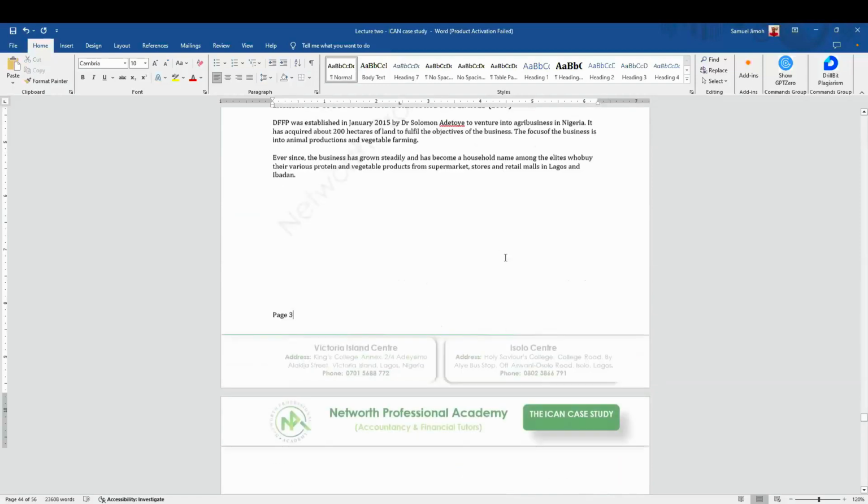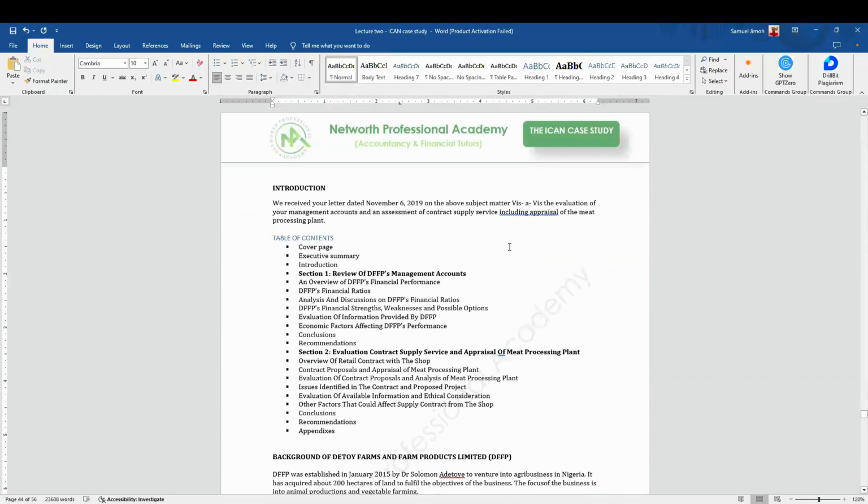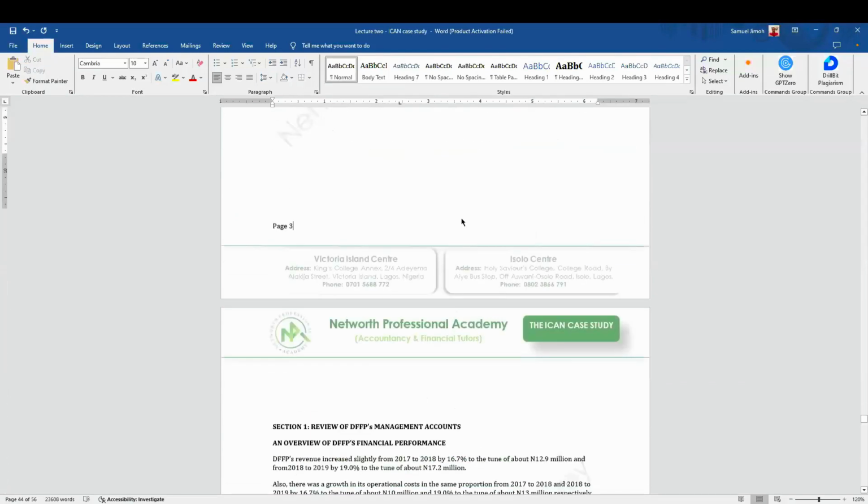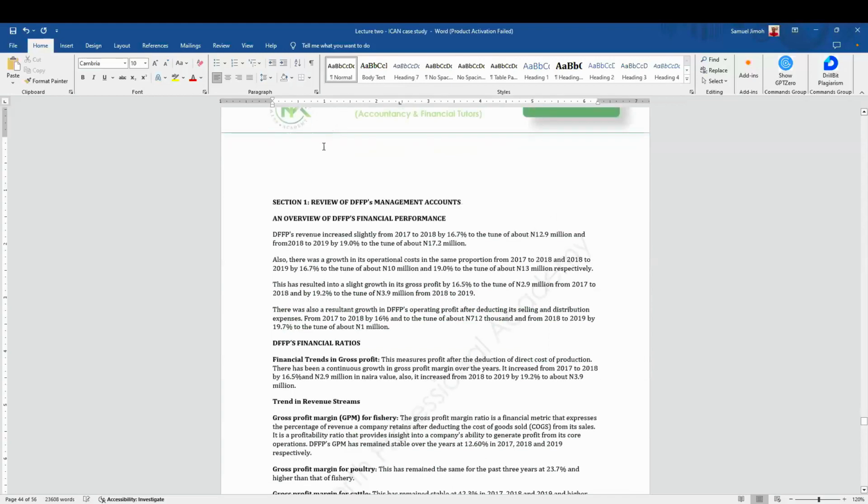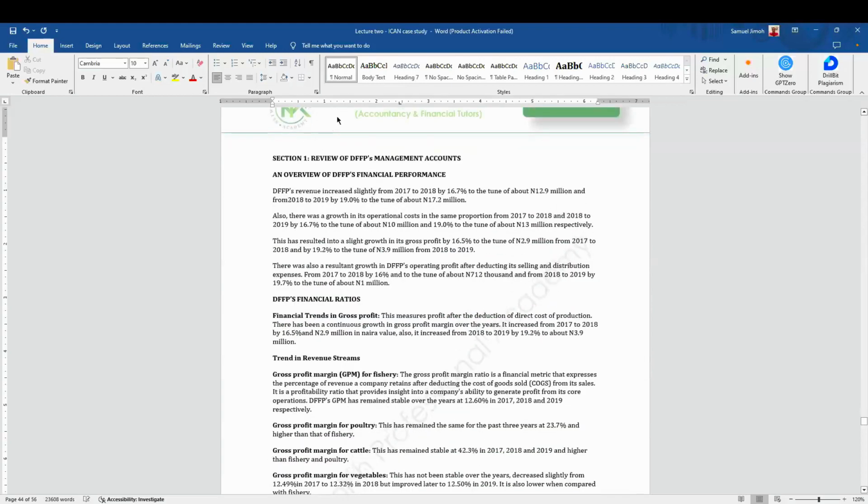Once you are done with the introduction, the next thing you do is go to section 1, which is for requirement 1. Remember, requirement 1 says we should review DFFP's management account.